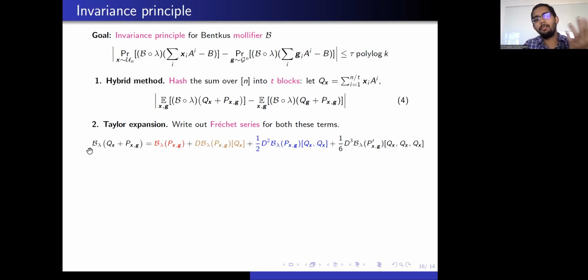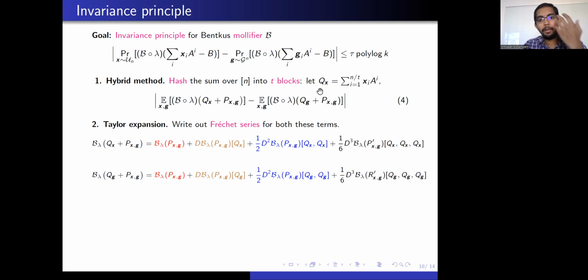B subscript lambda is just B circ lambda applied to the matrix Q_x plus P_x g. So it's the sum of the zeroth order term, the first order term, the second order term, and the third order term. Most of the Fréchet series mimics the standard multivariate Taylor series expansion, but there are several properties of the Taylor-Fréchet series that are still unestablished, or were just established in the last decade, which have been well known for several centuries even in Taylor series expansion theory. We write out the Fréchet series for B lambda for the first term, and for the second term, and we have to subtract these two things.